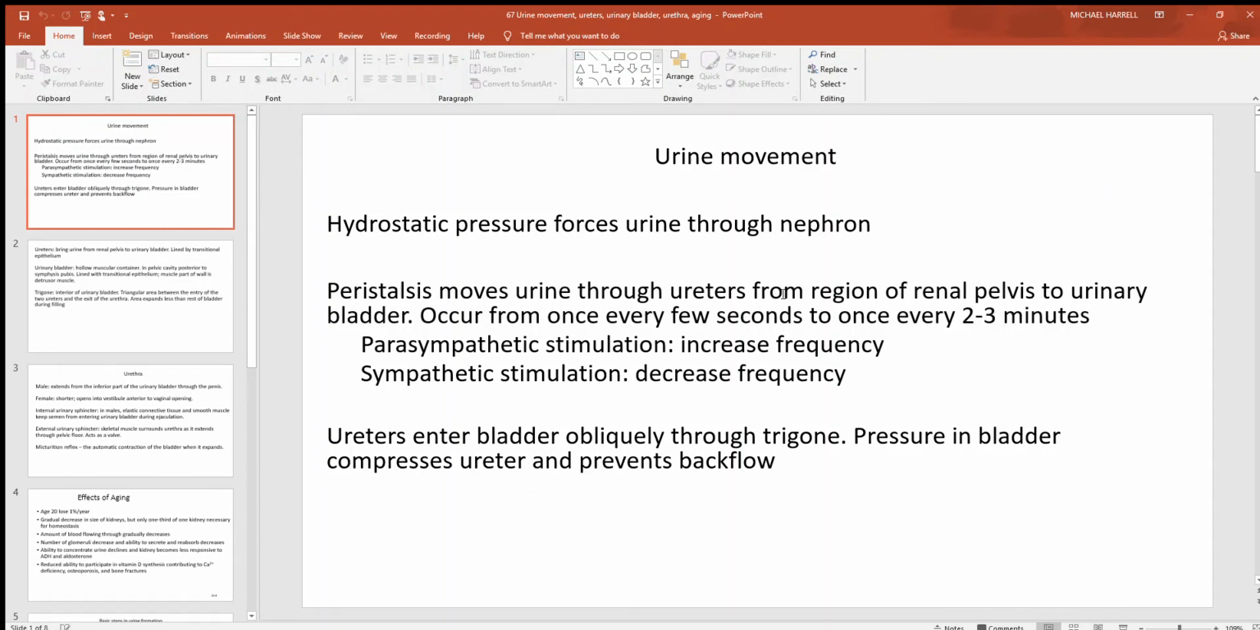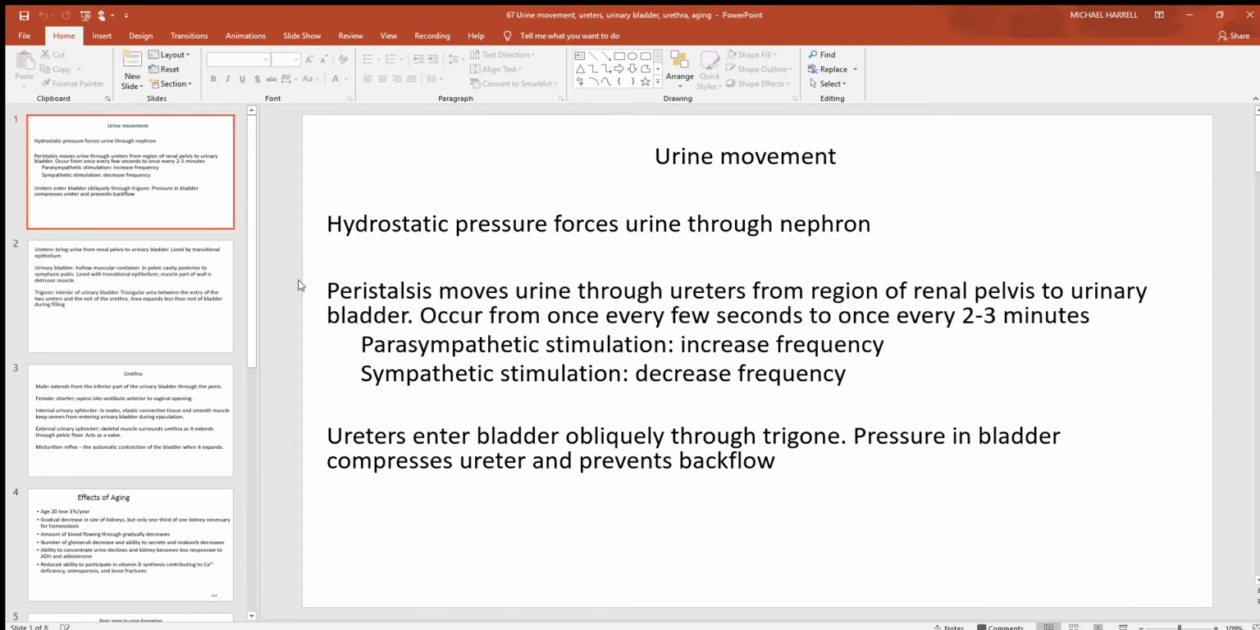Take a look at urine movement and hydrostatic pressure. If you look at urine movement through the last parts of the urinary system, you're going to have these hydrostatic pressure forces moving the urine through the nephron. So in other words, you got the flow of the fluid, which is moving it along.